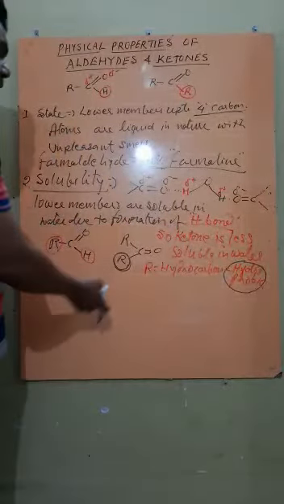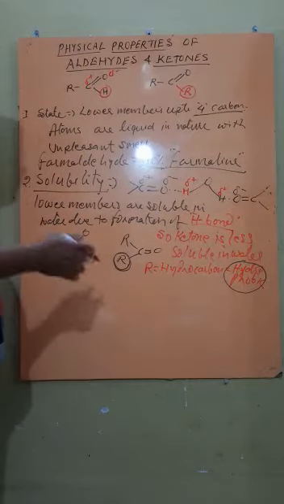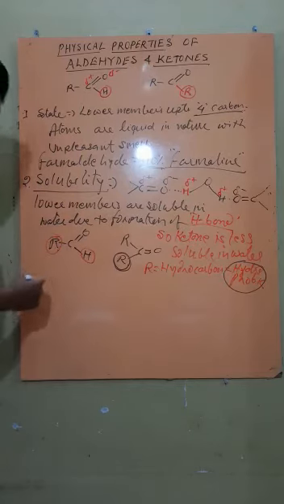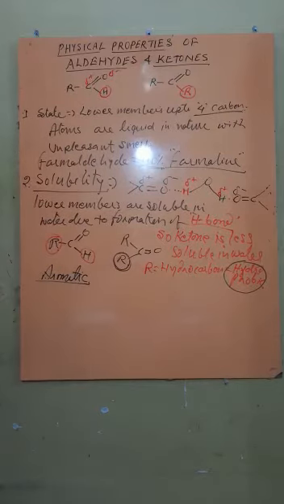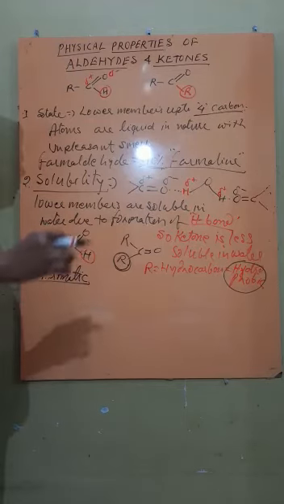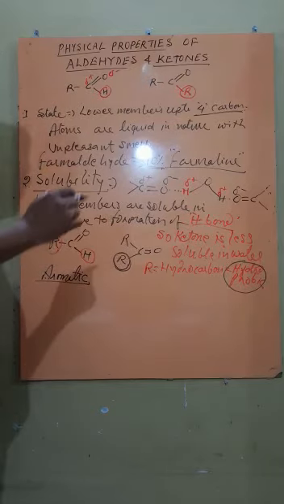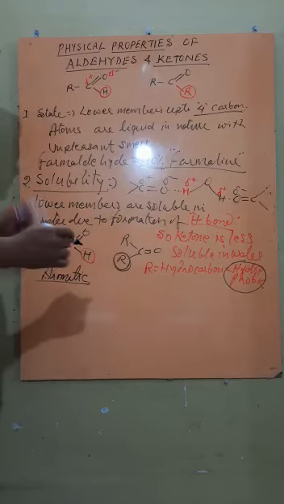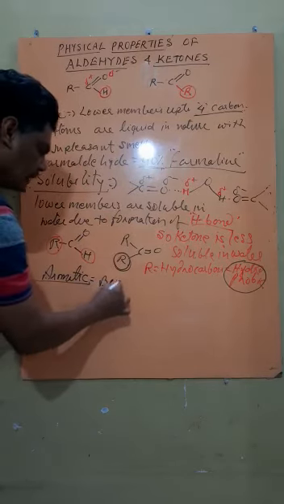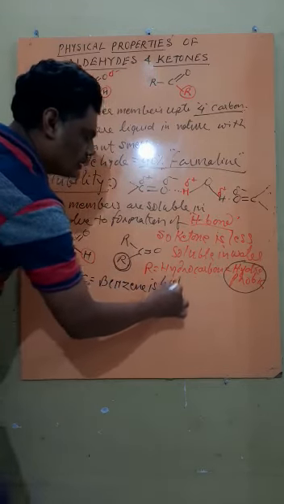That means the higher aldehydes and higher ketones are less soluble in water as compared to the lower members. If we talk about aromatic compounds like aromatic aldehyde or aromatic ketone, then aromatic aldehydes are somewhat soluble, but aromatic ketones are almost insoluble or very less soluble. Why? Because in an aromatic compound there will be a bigger benzene ring, and this bigger benzene ring is highly hydrophobic.